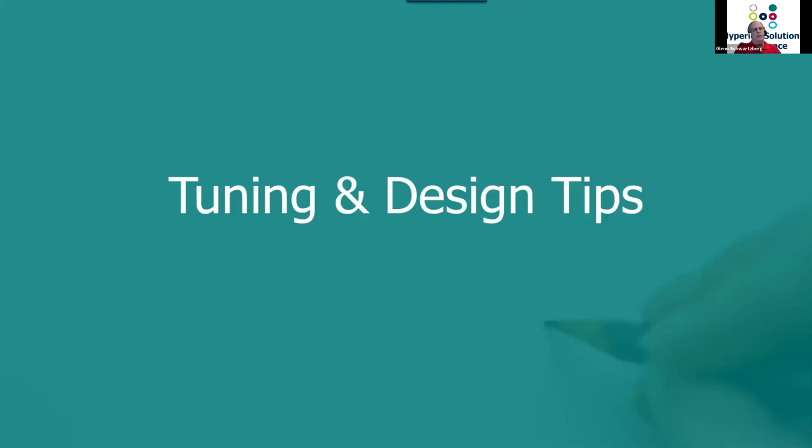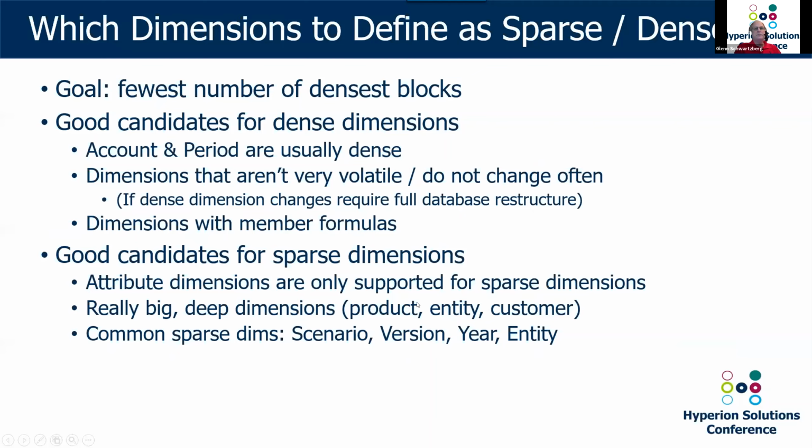functions that don't work. So what are some of the things that we can do to make hybrid more efficient? Well, first of all, what dimensions do we want to make sparse or dense? This really hasn't changed much, although we can make fewer dimensions dense to make it act more like an ASO cube. In some cases, I'll just make my accounts dimension a dense dimension and even leave periods sparse.